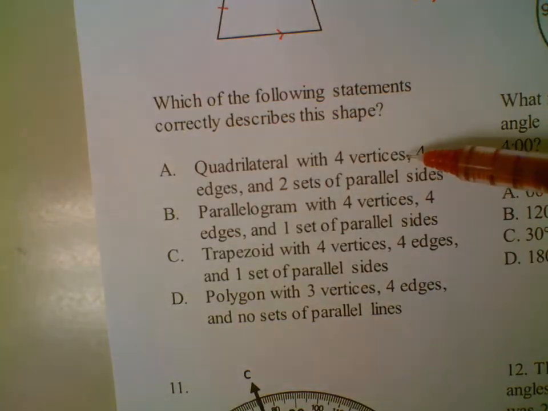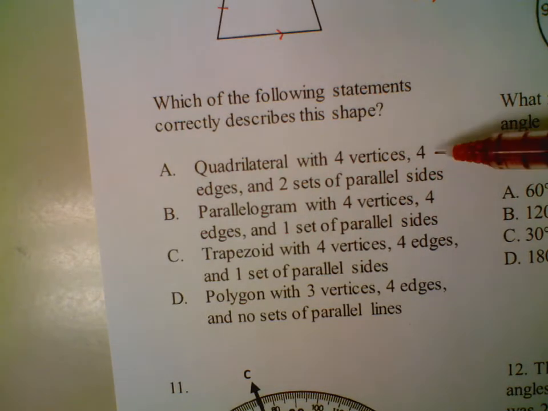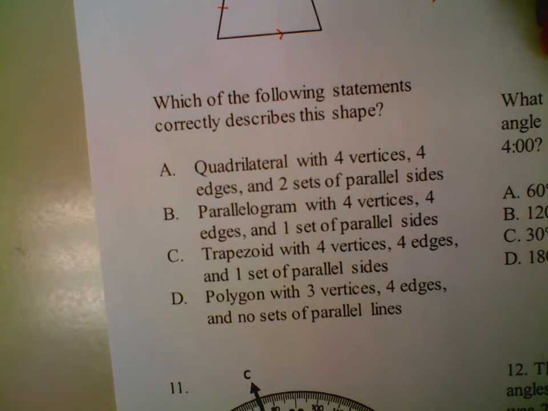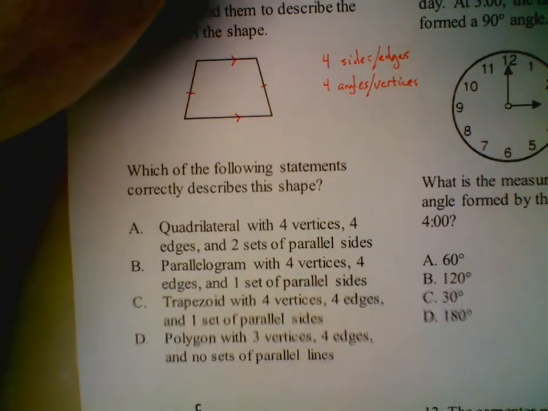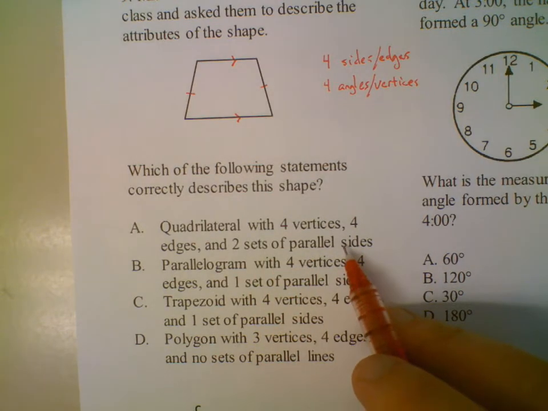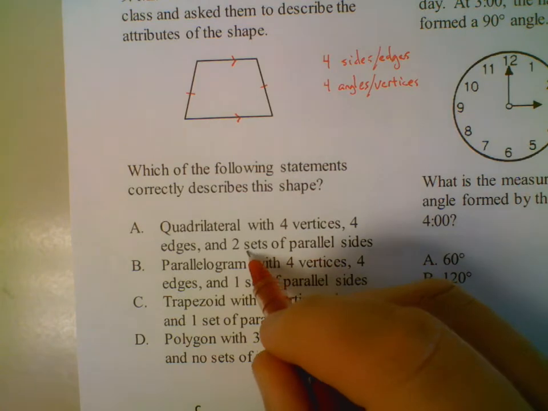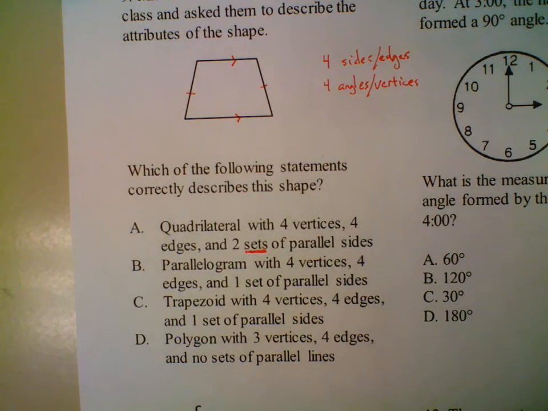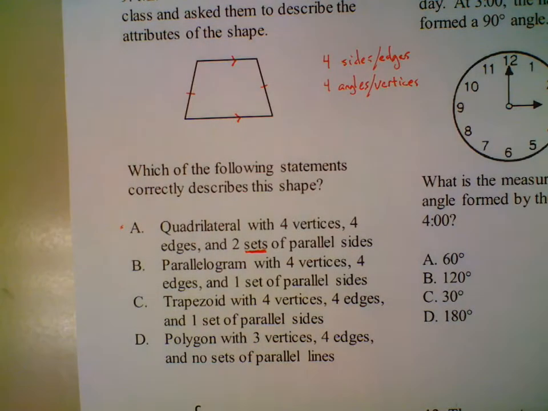Quadrilateral, ding. Four vertices, or four angles, ding. Four edges. Edges are the sides, right? I guess I could throw that up here. Four sides are edges. Two sets of parallel sides. I do have two parallel sides, but I don't know if that's two sets. I think I just have two parallel sides. So I'm just going to put a little X by this one because I don't think that's it, okay?